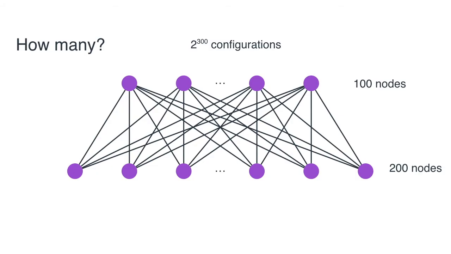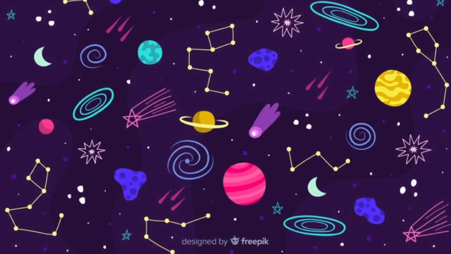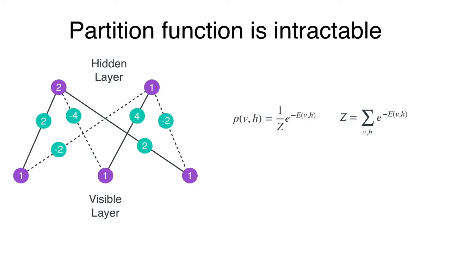Well, since each of the nodes can either be present or not, we have 2 possibilities for each, which amounts to 2 to the 300 possibilities in total. And 2 to the 300 is huge. It's larger than the number of atoms in the known universe. So even if we manage to store each one of these combinations in every atom, we'd still not have enough space. In formula lingo, this means that the partition function Z, the sum of all the probabilities, is actually intractable.